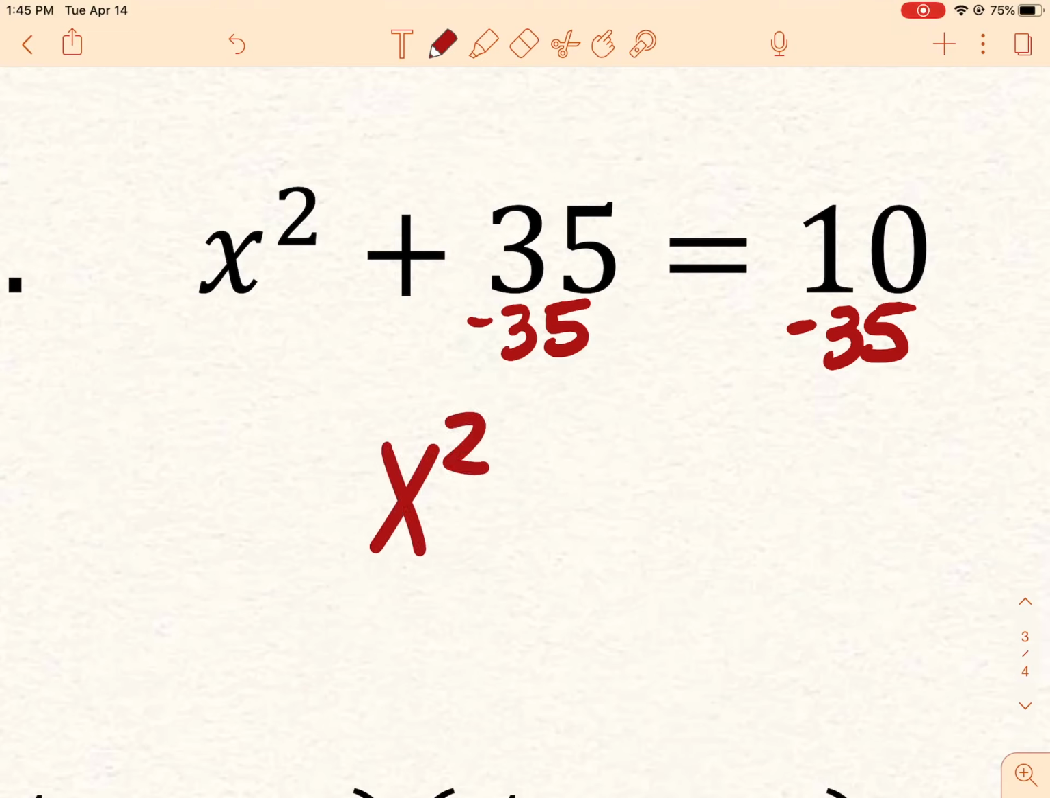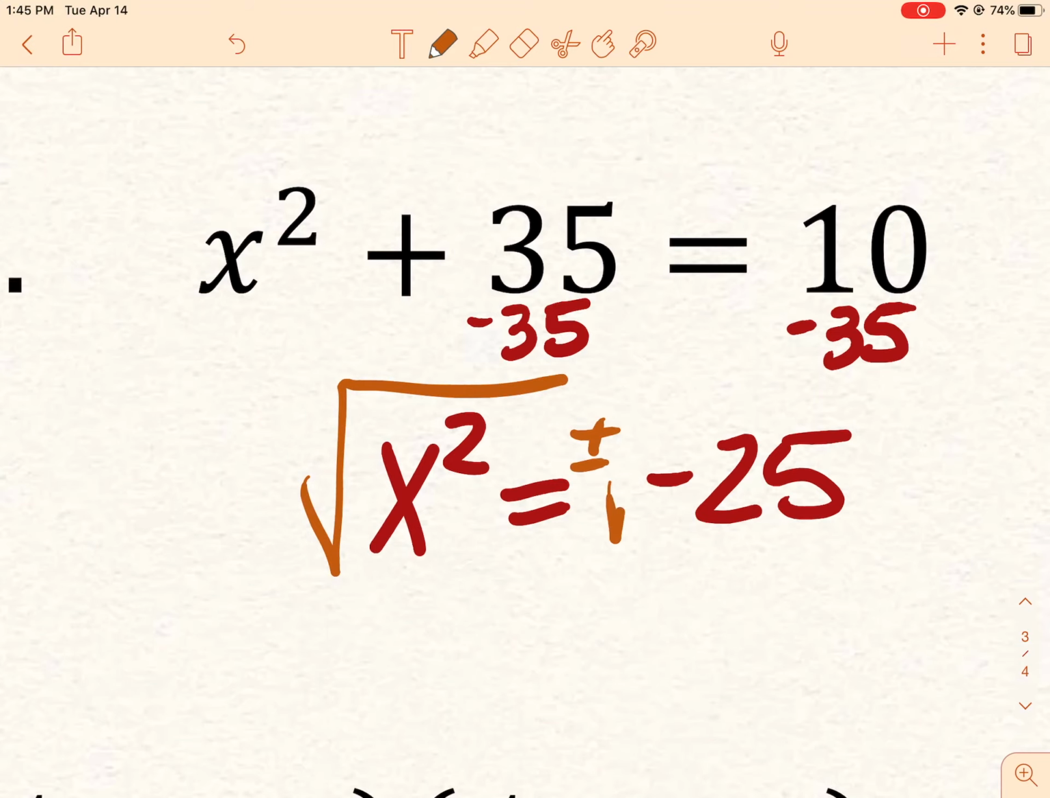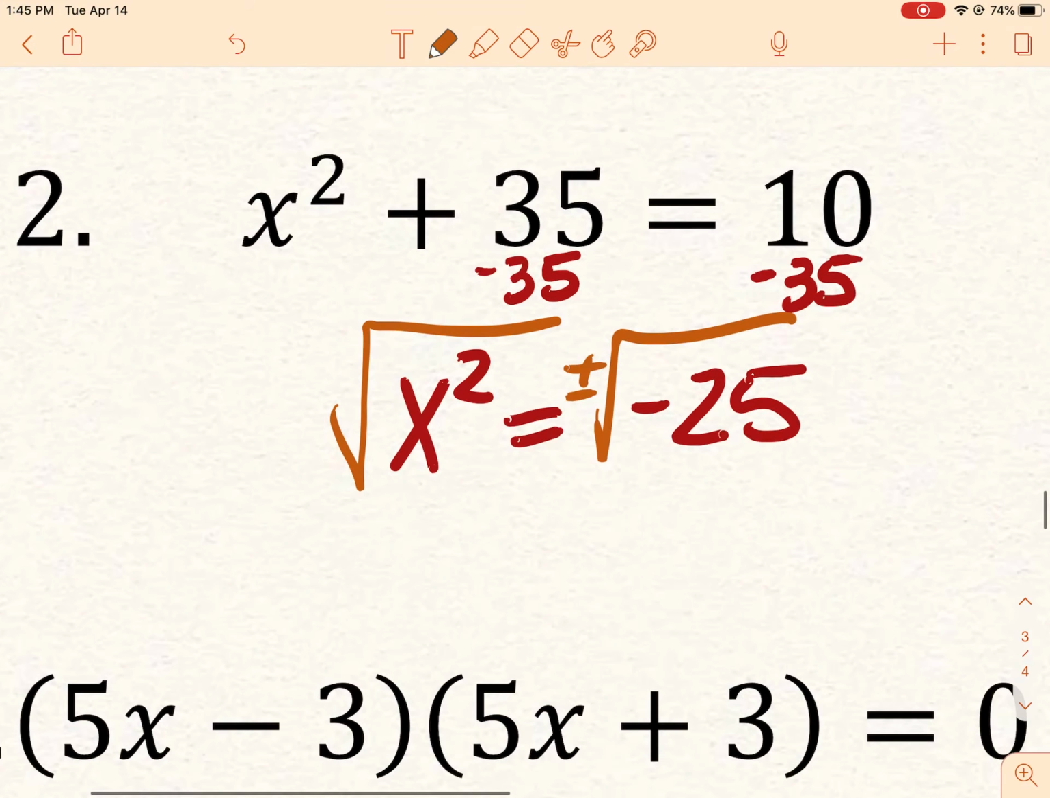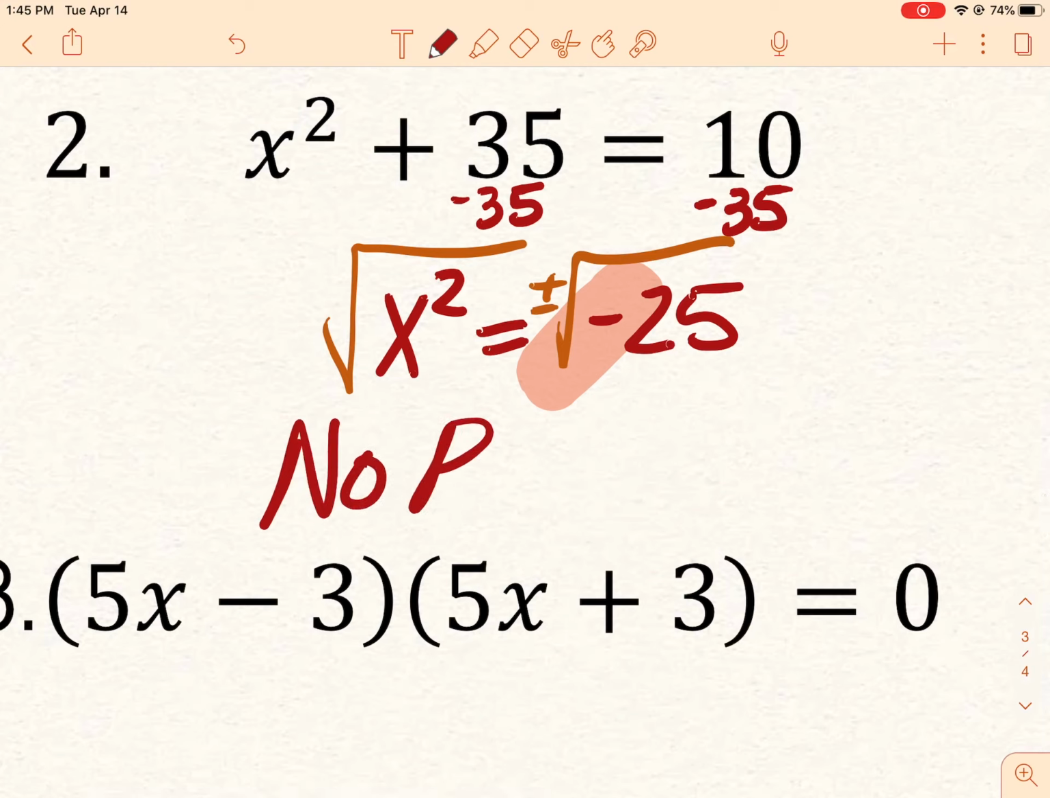So you get x squared on the left. 10 minus 35 is negative 25. So then you're thinking square root both sides. You get a plus and minus. What I want you to look at is a negative inside the radical, inside the square root. That's actually an imaginary solution. We don't know how to do that yet. So for us, when you're taking the square root of a negative number, your answer is no real solutions.